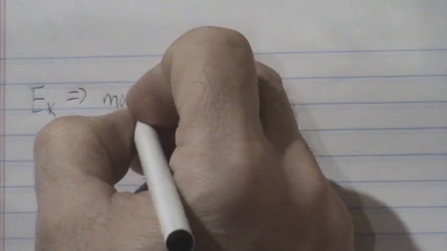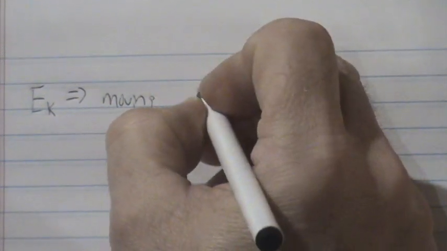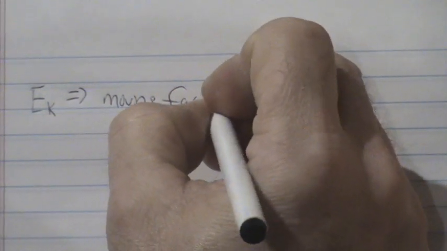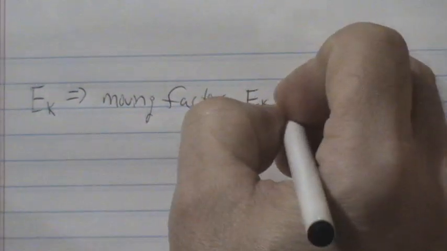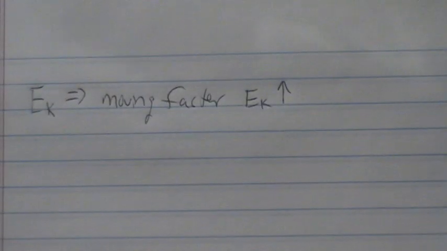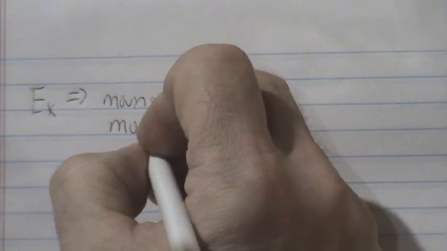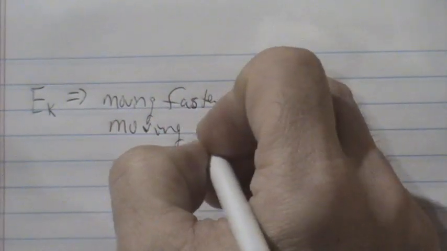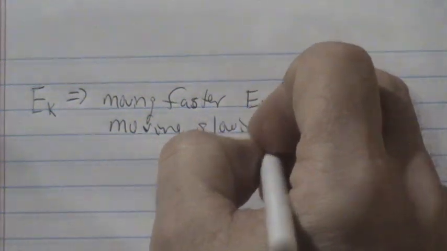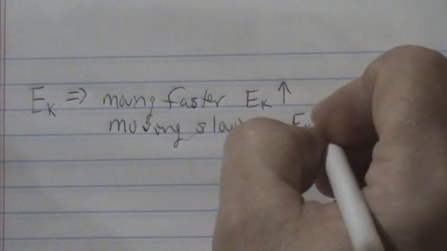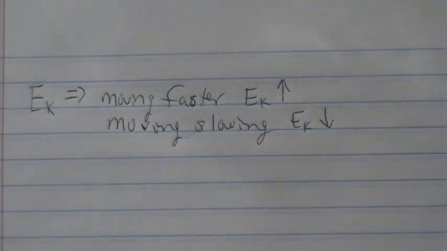Kinetic energy means an object is moving. If it's moving faster, that means the kinetic energy will be increasing. We'll be getting more. If something is moving more slowly, if something is slowing down, it means this kinetic energy will be decreasing. If something has a constant speed, the amount of this kinetically stored energy is going to remain constant. So that is kinetic energy.